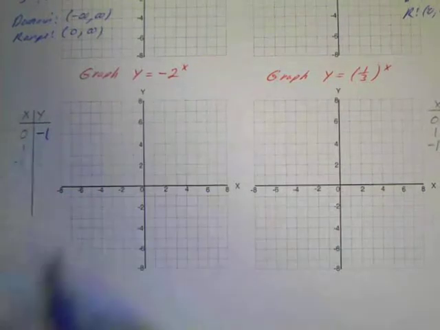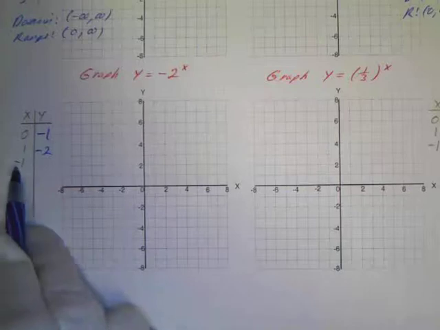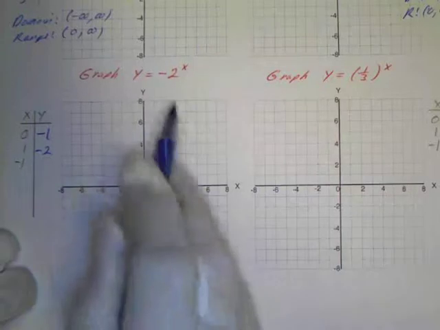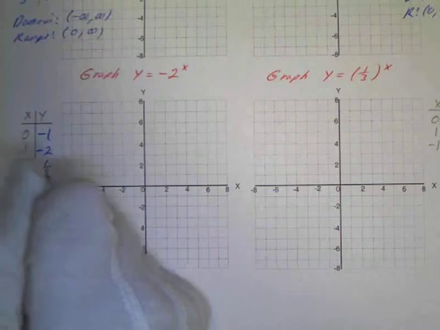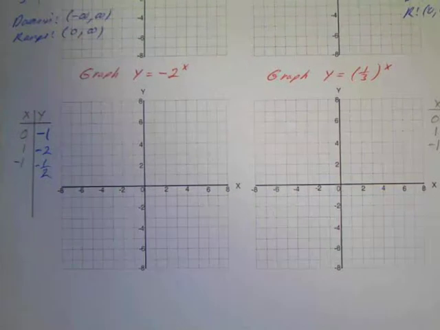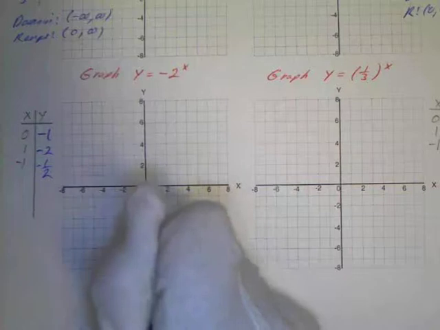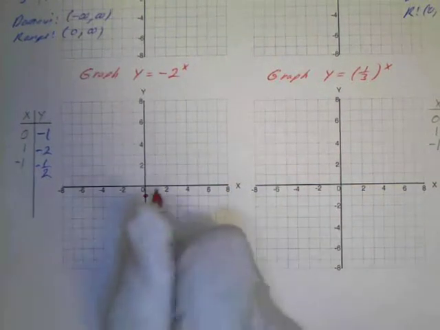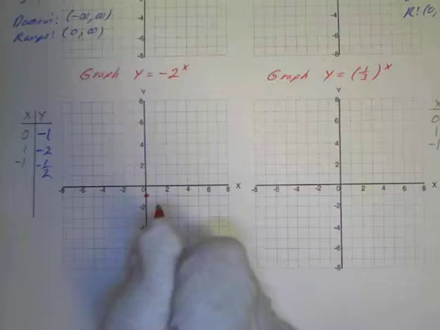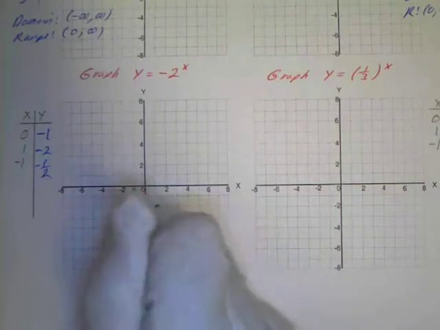2 to the 1 is 2, so I have negative 2. And 2 to the negative 1 is 1/2, but I have a negative in front, so that's negative 1/2. So be careful with that. So let's take a look at these points. So 0, negative 1. 1, negative 2, and negative 1, negative 1/2.